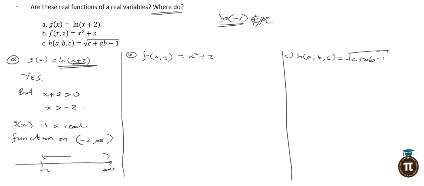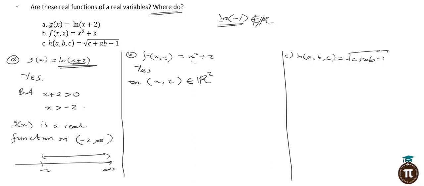Do you understand? Now, for f of x comma z equal to x squared plus z, in reality, this is also a real function. In fact, there is no boundary to this. x can take any value, z can take any value. So I will say yes, on x comma z in the whole set R2. Why am I writing R2? R2 implies that it's a pair.